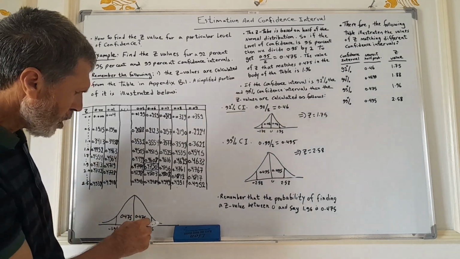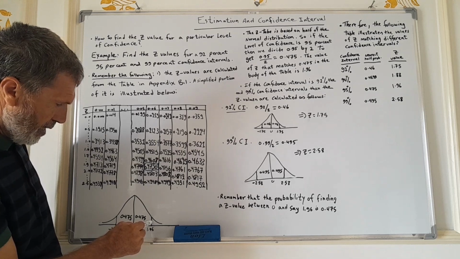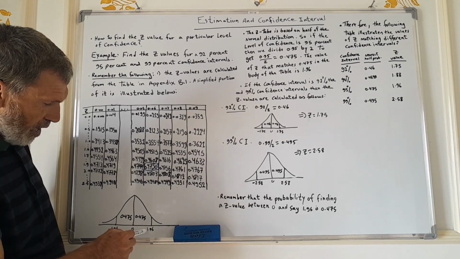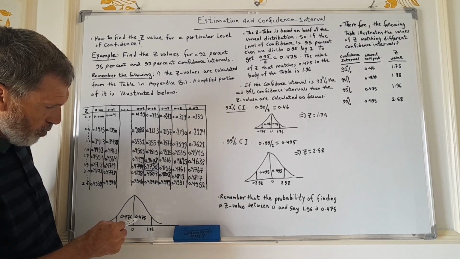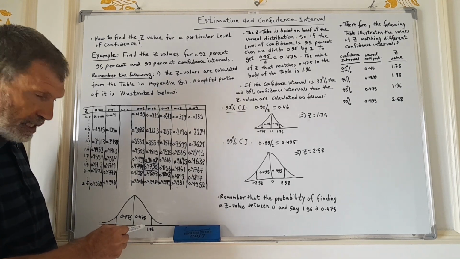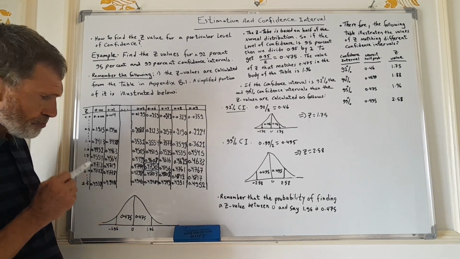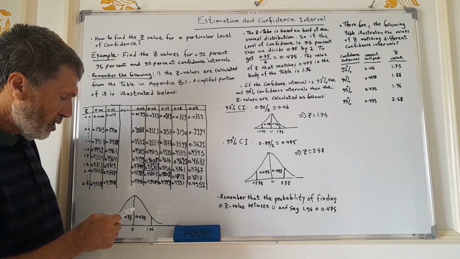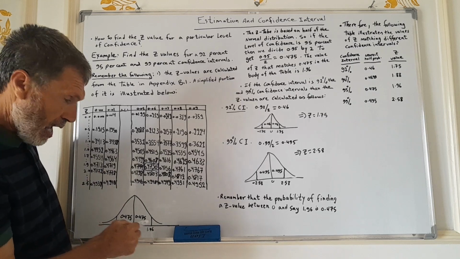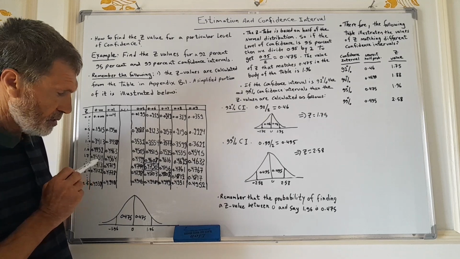Clear? So this is the normal distribution. The area that corresponds to a z-value of 1.96 is 0.475. Or, the probability of finding a z-value between 0 and 1.96 is 0.475. Is it clear?